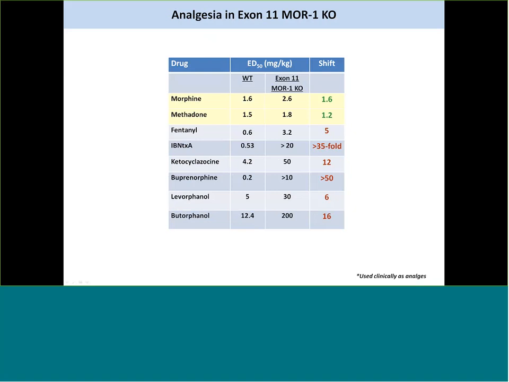If you actually take a look at other drugs in the exon 11 knockout, what you can see is that morphine and methadone retained full analgesic activity with no significant shift in their potency. But what was intriguing to us, in addition to the compound that we synthesized, IBNTXA, which we've used extensively to study the 6-TMs, if you take a look at other compounds like fentanyl, buprenorphine, levorphanol, and butorphanol, these are drugs that are used clinically. But they also have an important role for the 6-TMs in their actions as well. Indeed, with buprenorphine, if you take away the 6-TMs, buprenorphine is totally inactive and has no analgesic actions whatsoever.